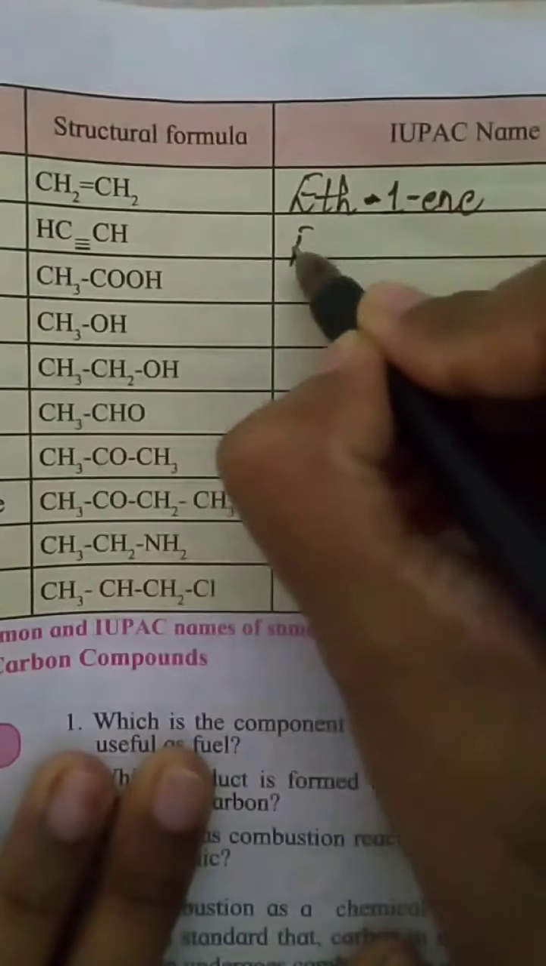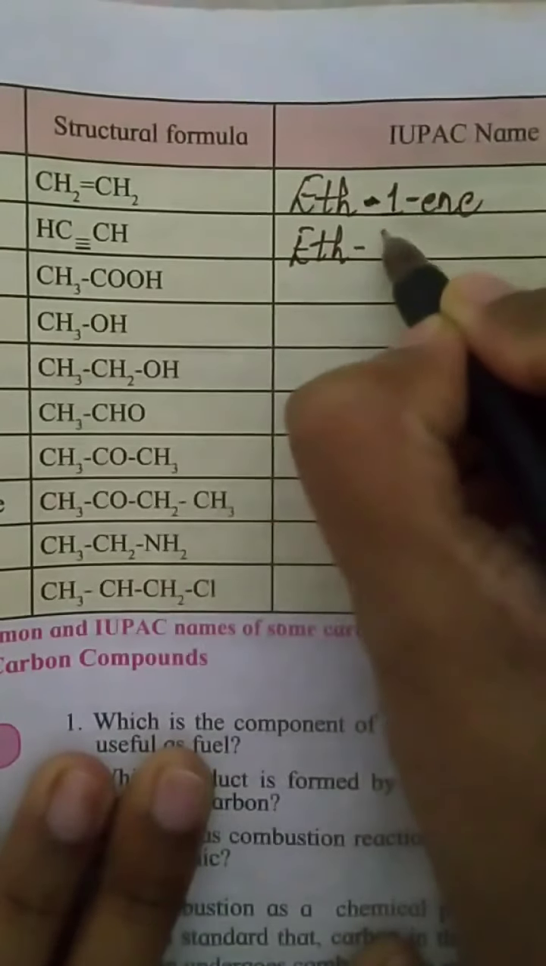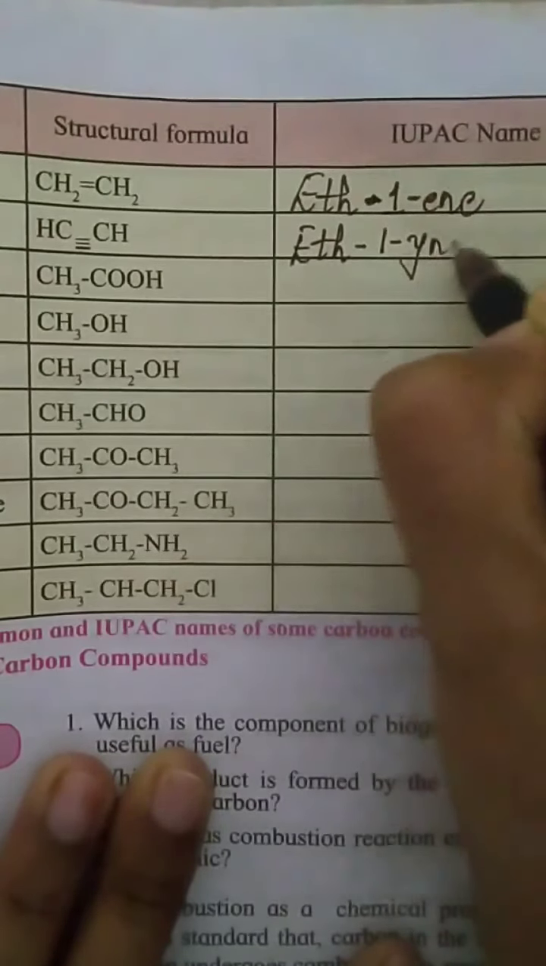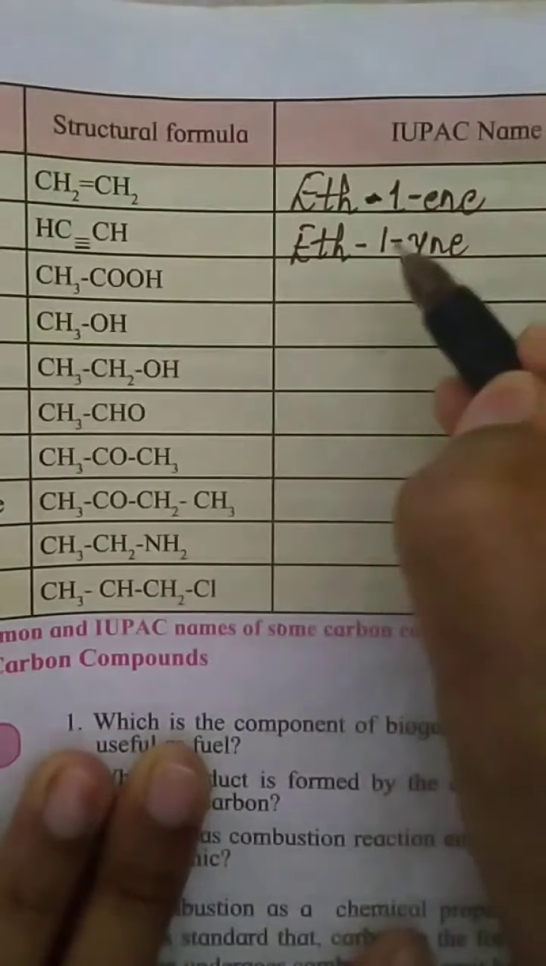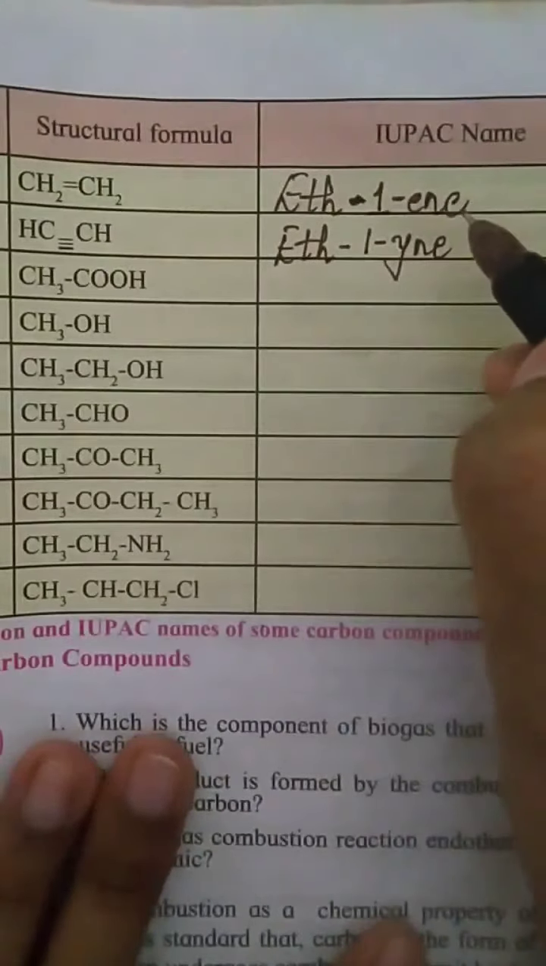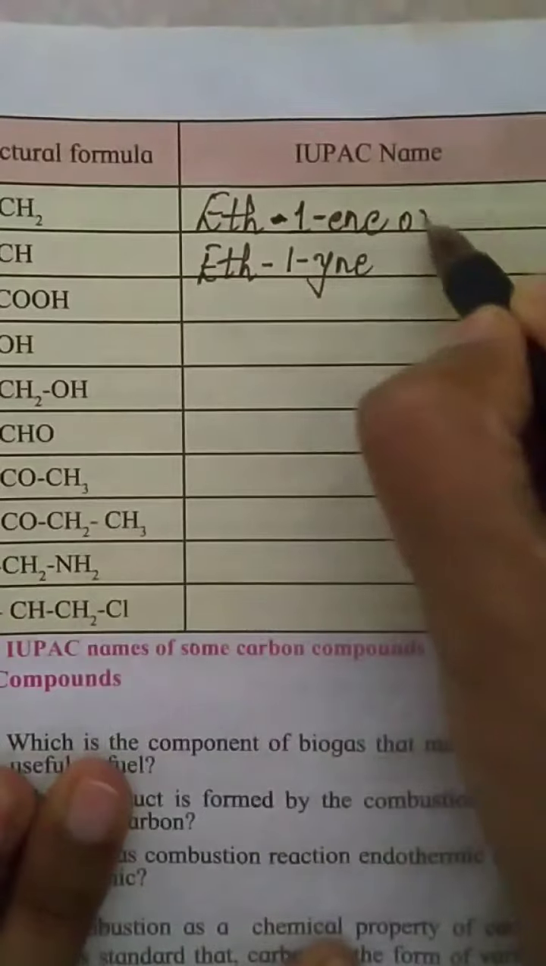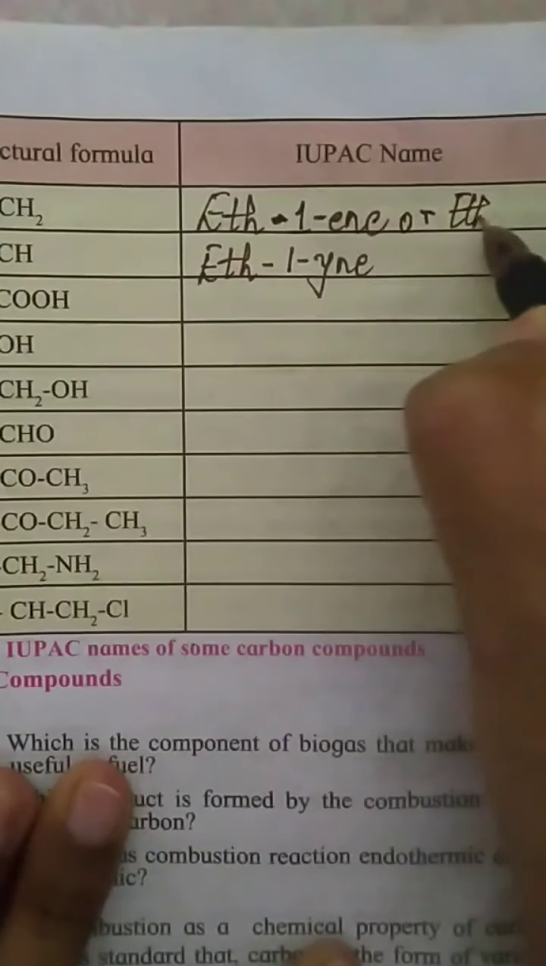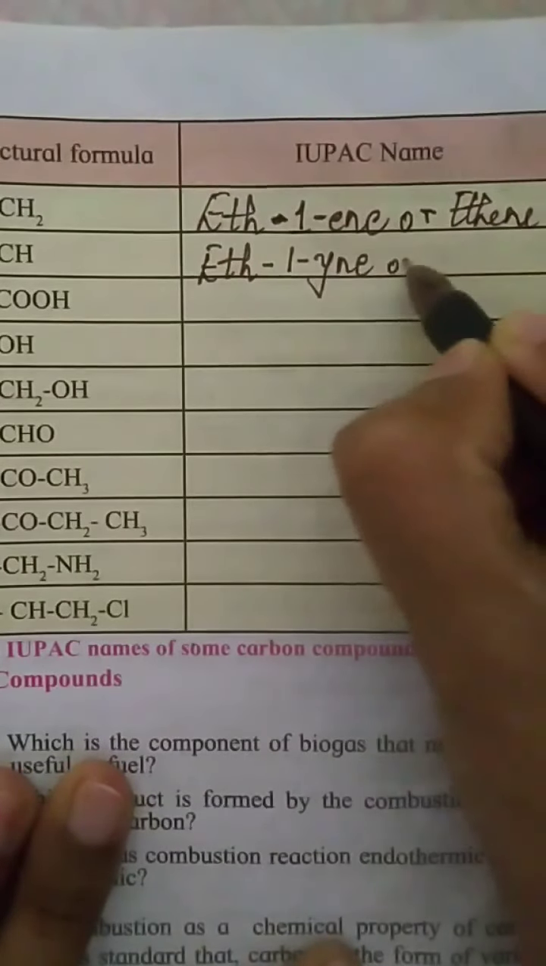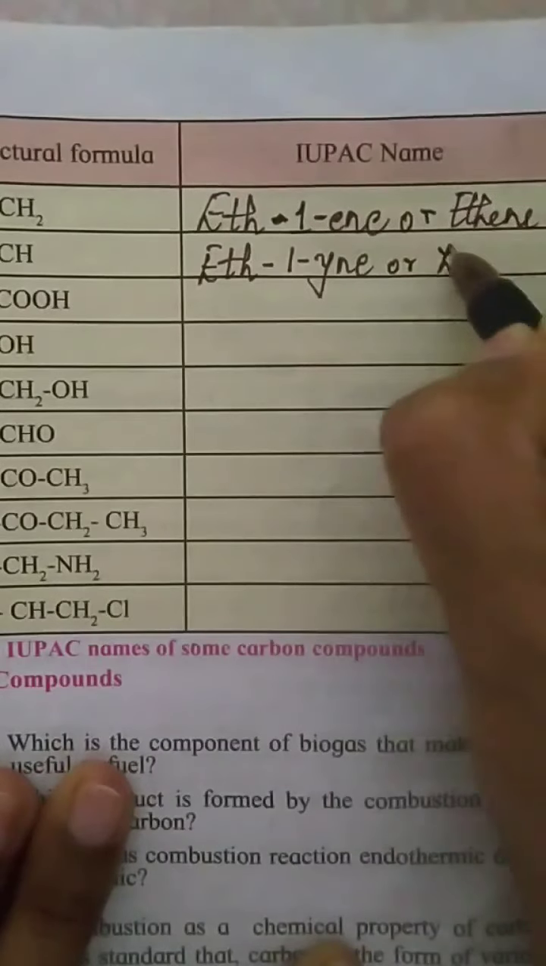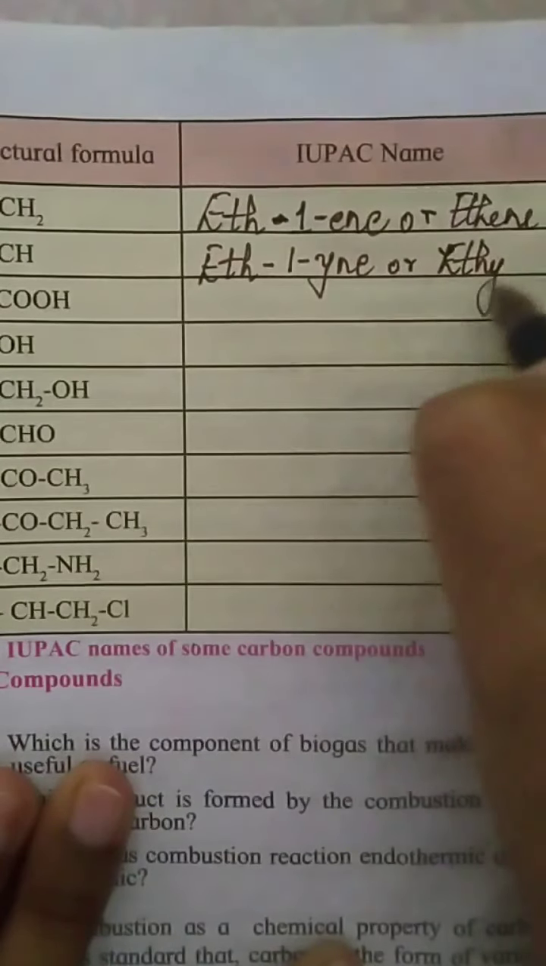So eth-1-yne. For triple bond you write yne. This way you can write, or you can just write ethene, or here you can write it as ethyne. Fine.